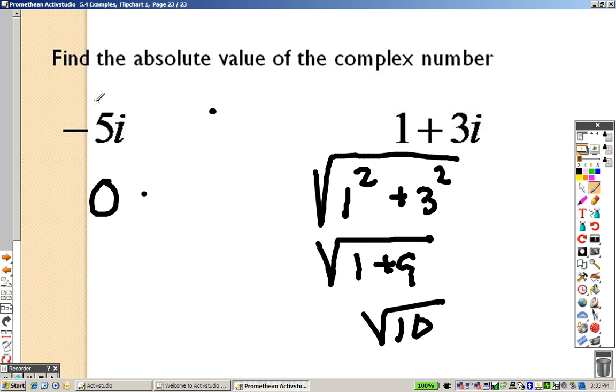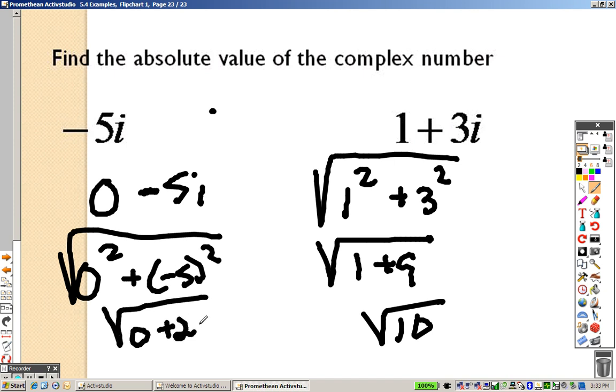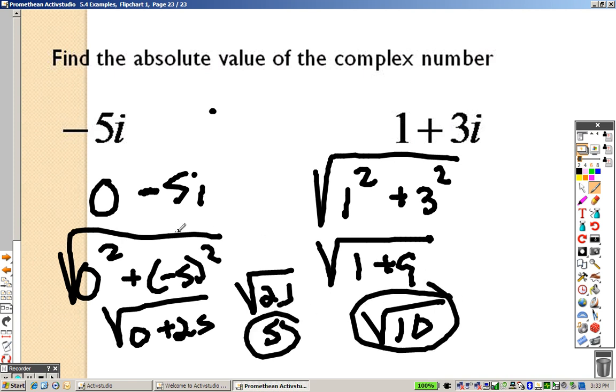Well, in this example here, it's like saying 0 minus 5i. So 0 squared plus negative 5 squared, and then the square root of it. So it's like saying square root of 0 plus 25. That's just like saying a square root of 25, which is 5. So those are the two answers for that problem.